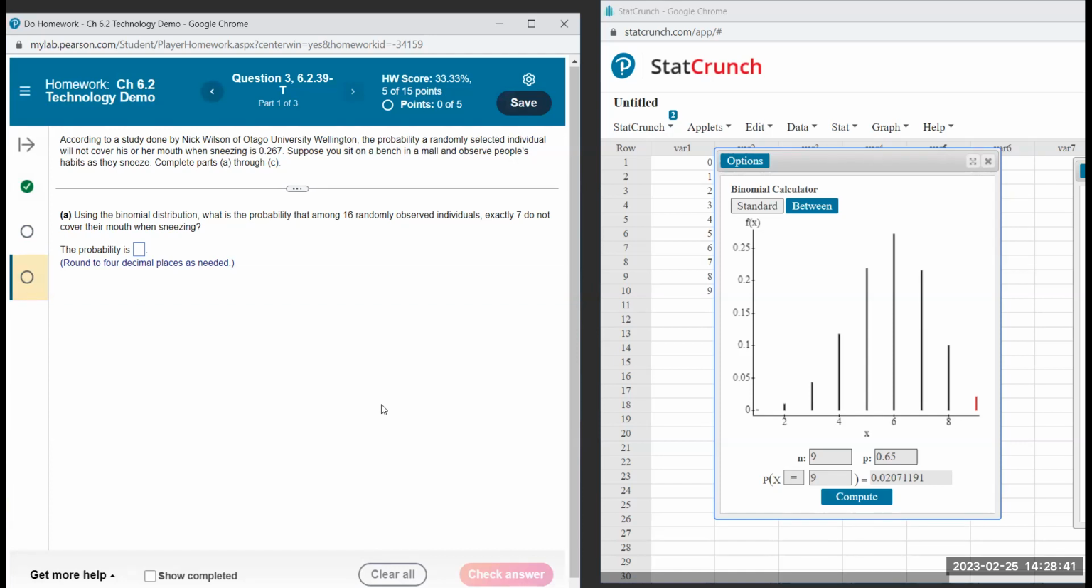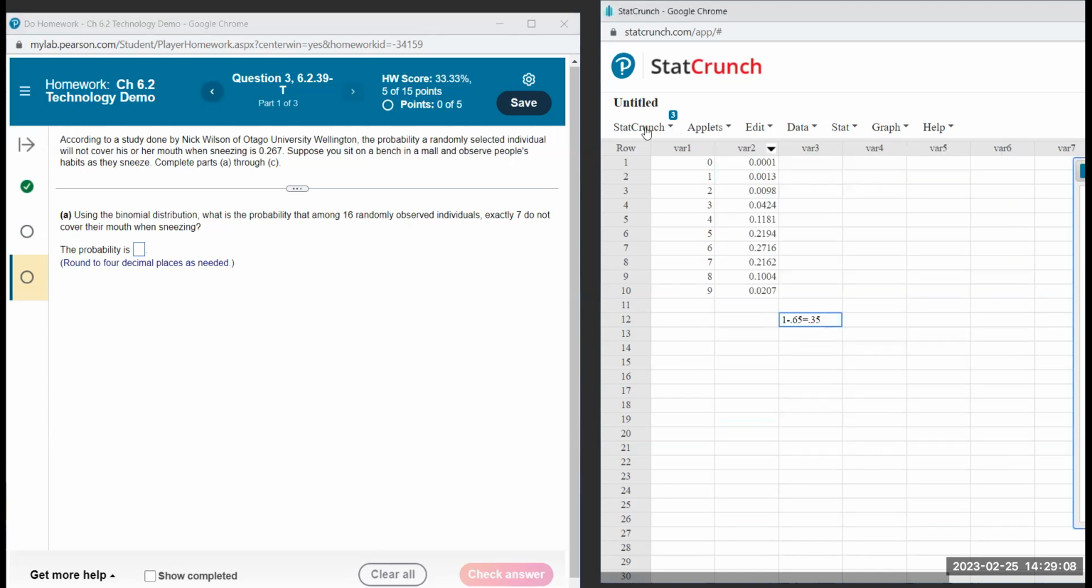Okay, so the third example, according to a study done by Nick Olson of Otago University, Wellington, the probability of a randomly selected individual who will not cover his or her mouth when sneezing is 0.267. Suppose you sit on a bench in a mall and observe people's habits as they sneeze. Complete the following part. So this is a very casual type of experiment.